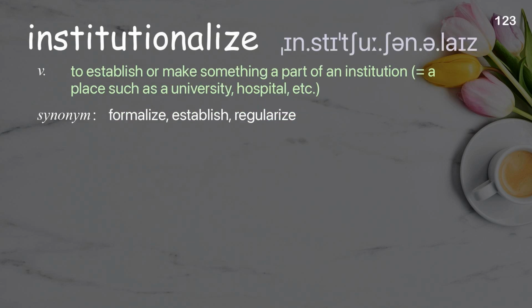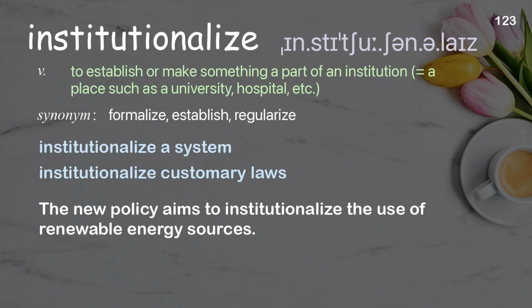Institutionalize: To establish or make something a part of an institution, a place such as a university, hospital, etc. Examples: Institutionalize a system. Institutionalize customary laws. The new policy aims to institutionalize the use of renewable energy sources.